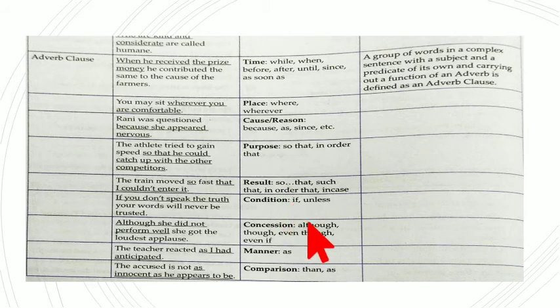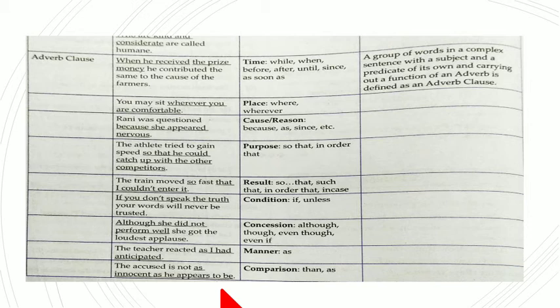Now result: so that, such that, in order that, in case. The train moves so fast that I couldn't enter it. Result. If you don't speak the truth, your words will never be trusted. Condition: if, unless. If you don't work hard, you will never succeed in your life. Concession: although, though, even though, if. Although she did not perform well, she got the loudest applause.